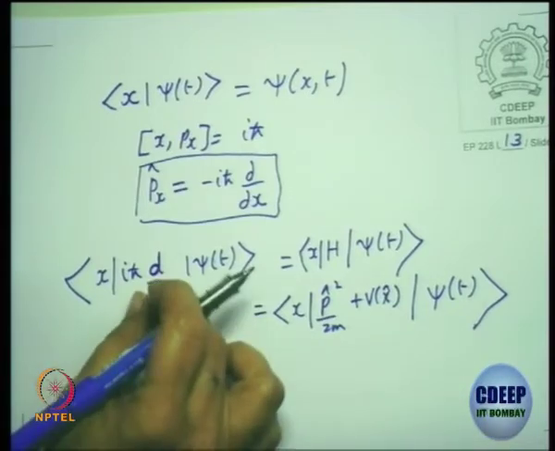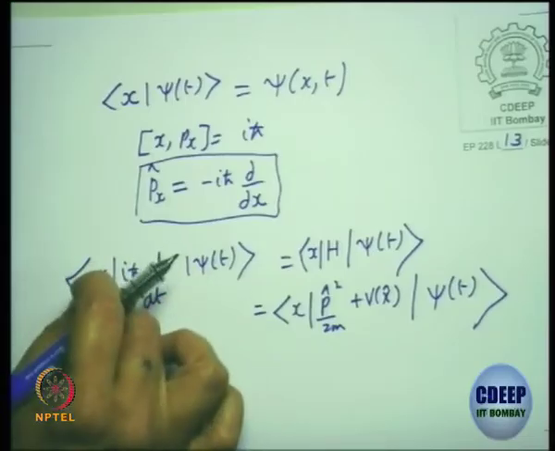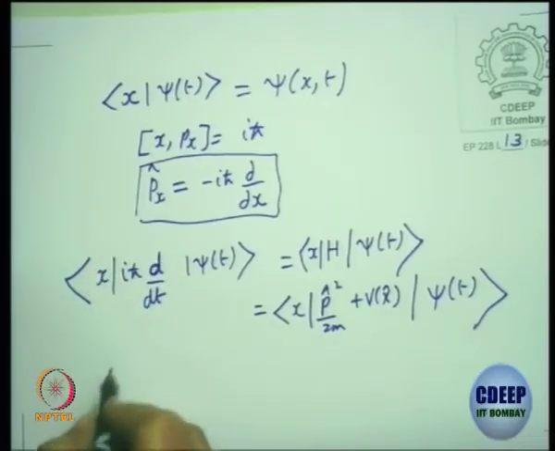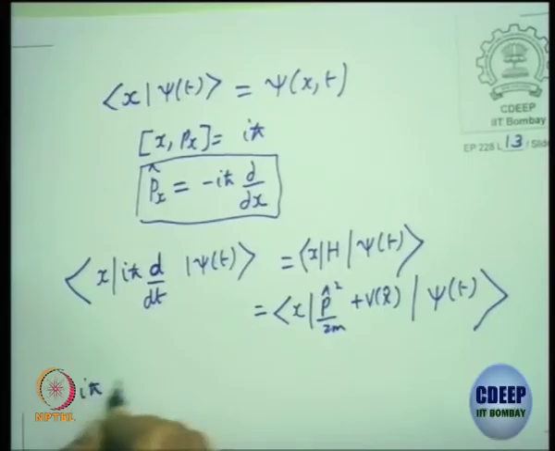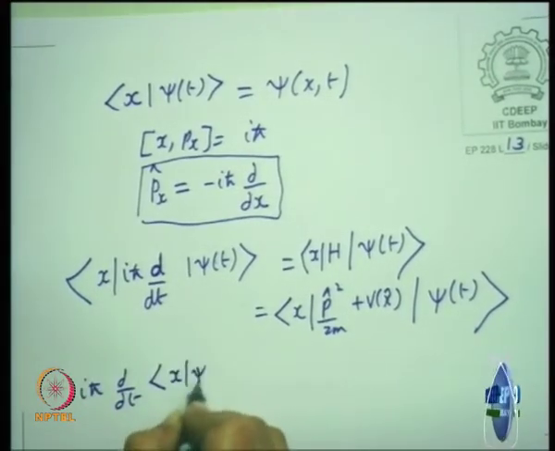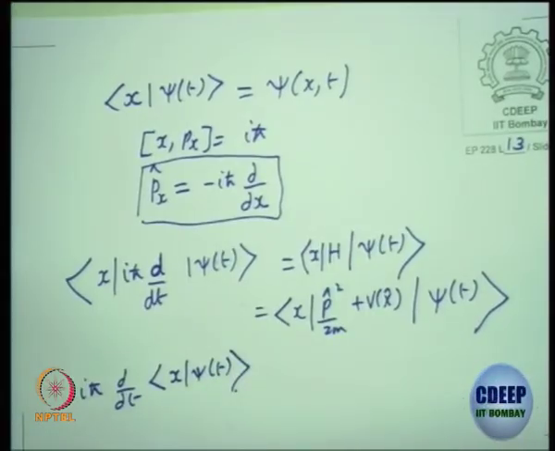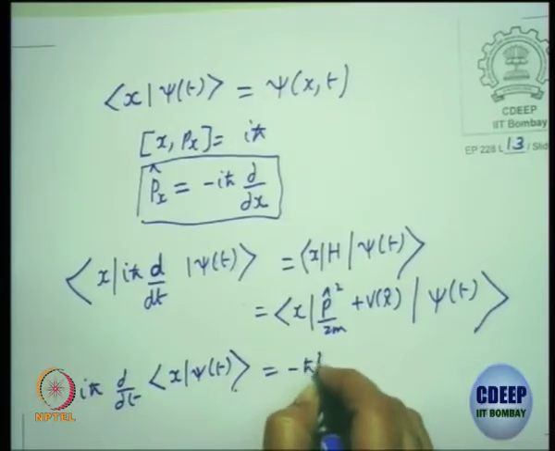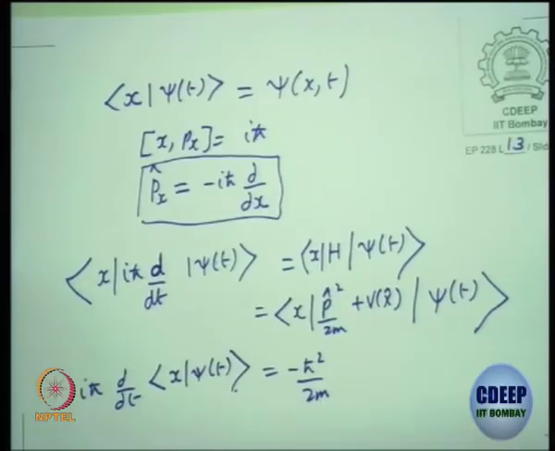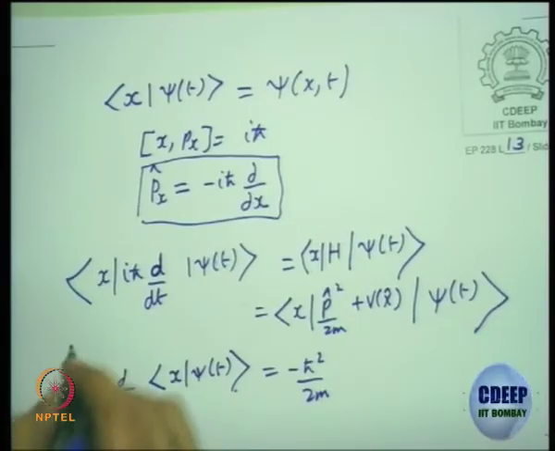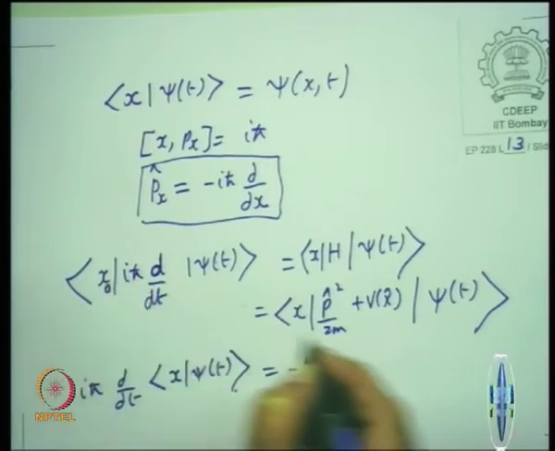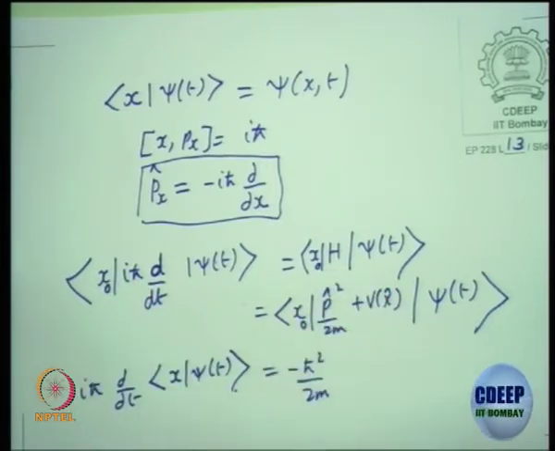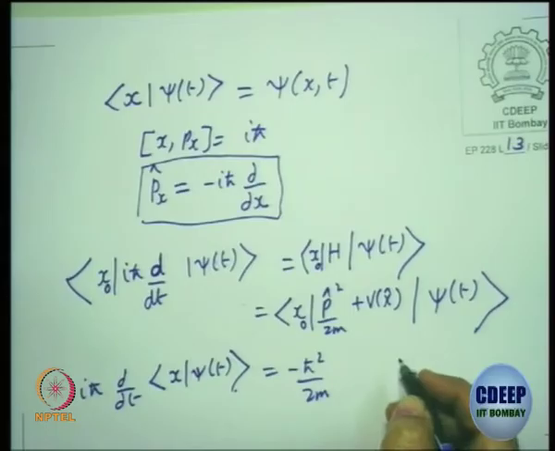So, even though this d by dt is on psi of t and this is t independent, we can write this piece as i h cross del by del t of x with psi of t. This is allowed. And here it is minus h cross squared over 2m. If you are getting confused with this x and x naught, maybe you can put an x naught here. Okay. That will probably clarify.